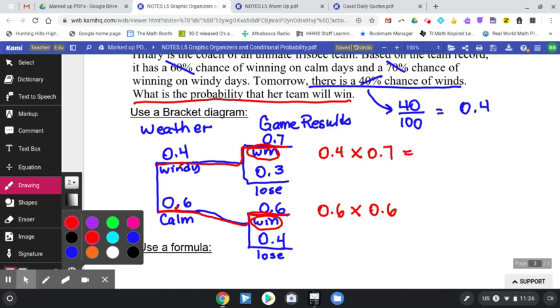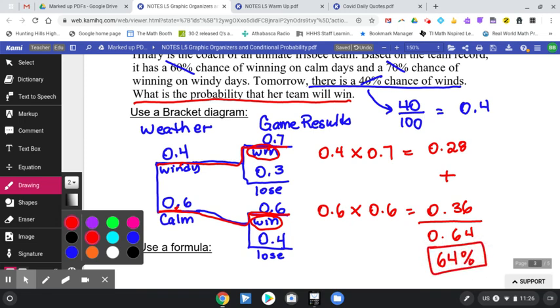I'm going to multiply those out. And then in here, what we have to do to get our total is we have to add. Because there is an or in this question. When we add them up, we get 0.64. And because the question was all set up in percentages, we'll do the same thing with their answer. And we'll say there's a 64% chance that her team wins. Now remember, that calculation involves probability of weather and probability of winning all combined together.